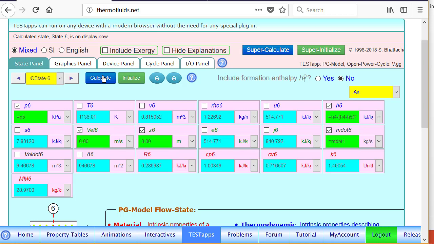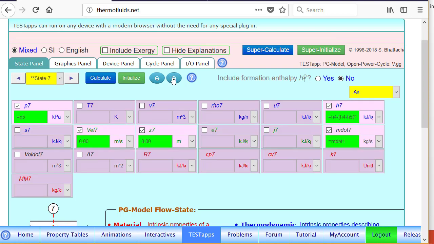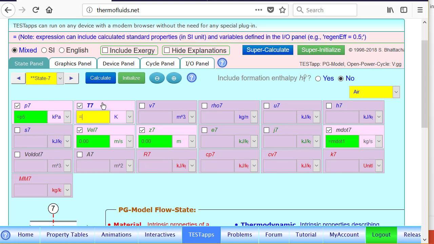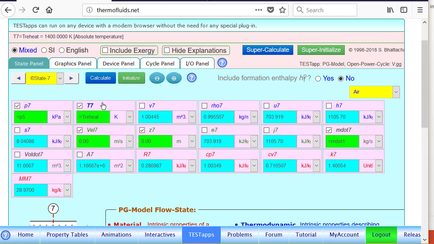State 7 would be a completely new state because I don't think I have one. If I go to state 7, there is nothing. So instead of starting a brand new one, I'm cloning this, but I know P7 will be the same as P6. Yes, that's correct. And instead of H7, we know the reheat temperature. This would be equals T reheat. So therefore, state 7 is now calculated.